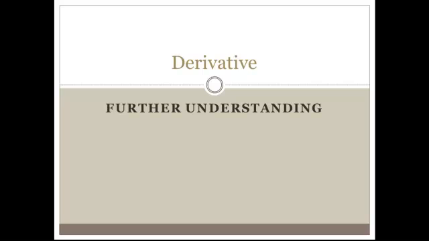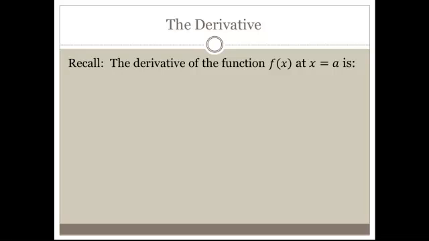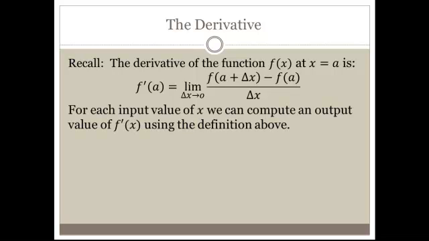We will now further our understanding of the derivative. Recall, the derivative of the function f of x at x equals a is written as f prime of a, and it is the limit as delta x goes to 0 of f of a plus delta x minus f of a all over delta x. So for each input value of x, we can compute an output value of f prime of x using the definition above.